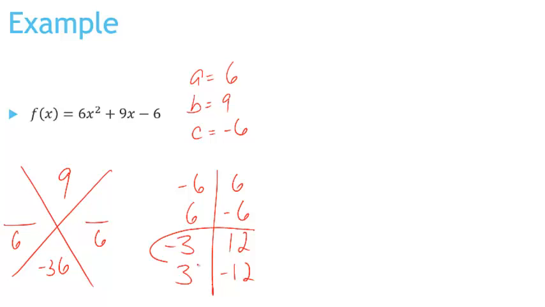It would be this here. 12 minus 3 is 9. So we're going to put a negative 3 here and a 12 there. So we're going to have a negative 3 and a 12.